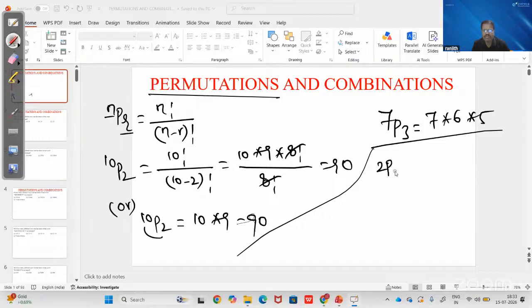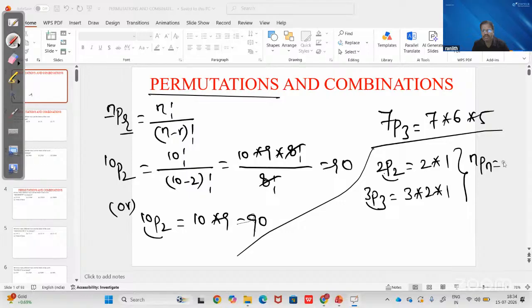Next, what is the value of 2P2? From 2, we need to decrease 2 terms. That will be equal to 2 into 1. Next, 3P3 will be equal to 3, again decreasing 3 terms, that is 3 into 2 into 1. So 2P2 and 3P3 can be written as nPn, and nPn equals n factorial.